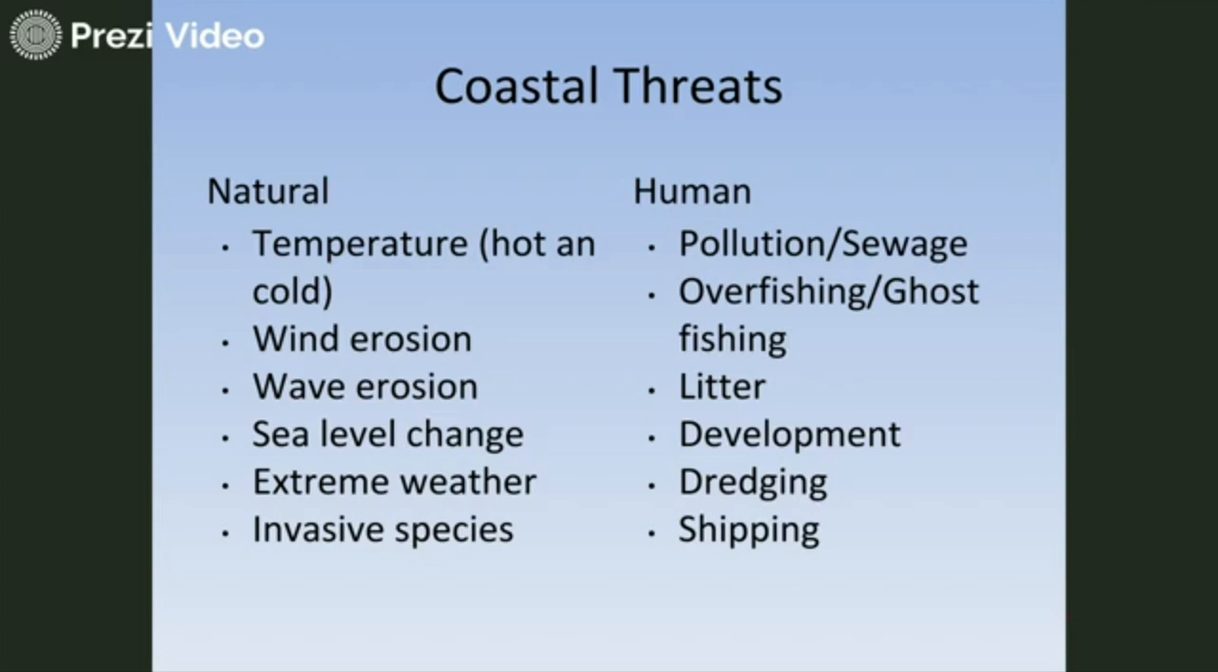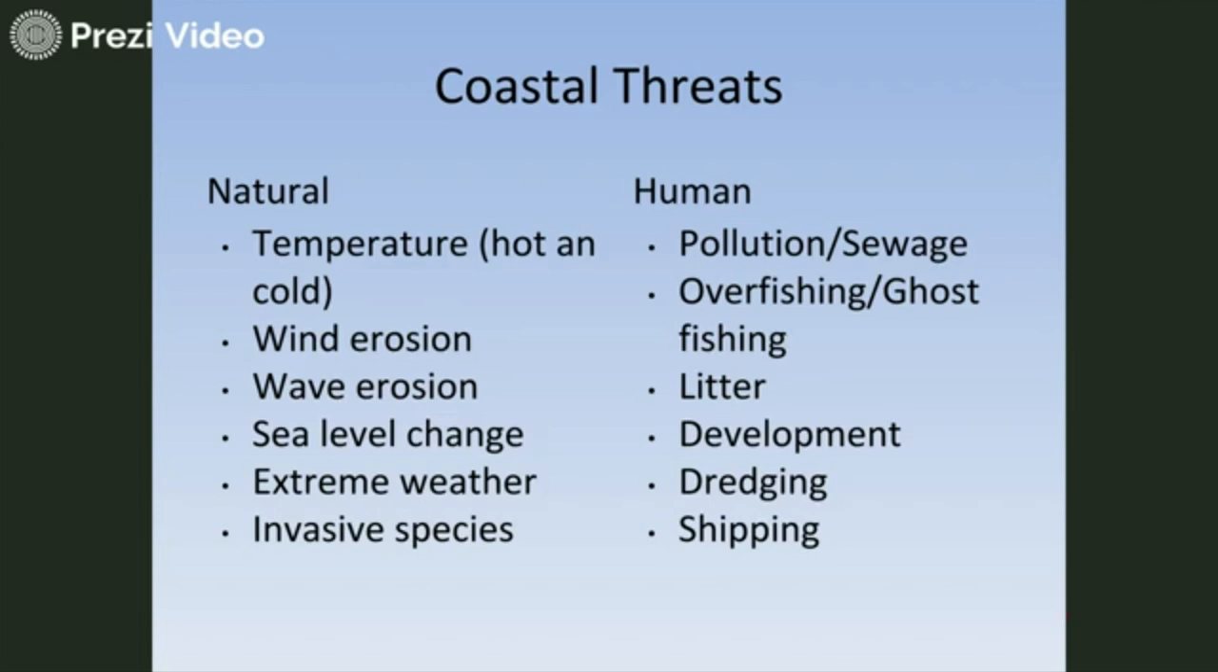Linked to this is extreme weather. So what we will start to see, and we have seen, is the increase in the number of storms. Storm events bring in a lot of wind and wave power and increase that erosion, and they can damage ecosystems.